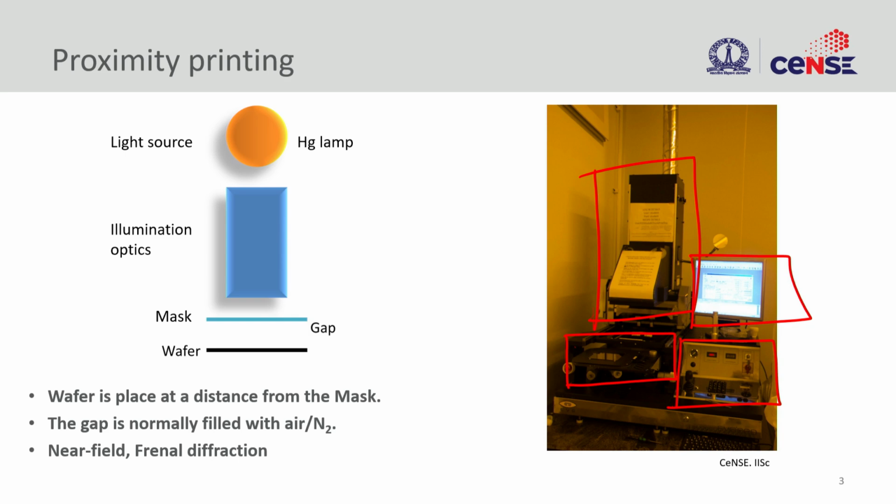The basic principle of this proximity printing, as I mentioned, is that there should be a gap. That is the reason why we call this proximity printing. There should be a non-zero gap between the wafer and the mask, and normally this gap is filled with either air or an inert gas like nitrogen. This is to keep away any kind of contamination outside this gap. And then, as I mentioned, we are going to capture the near field image. This is a very simple, typical setup of a proximity printing.